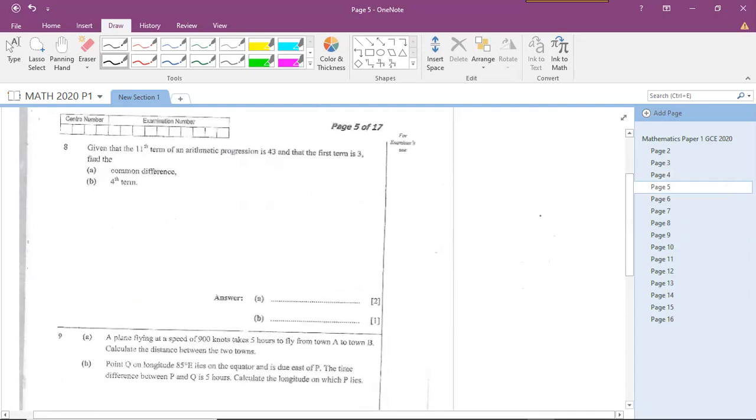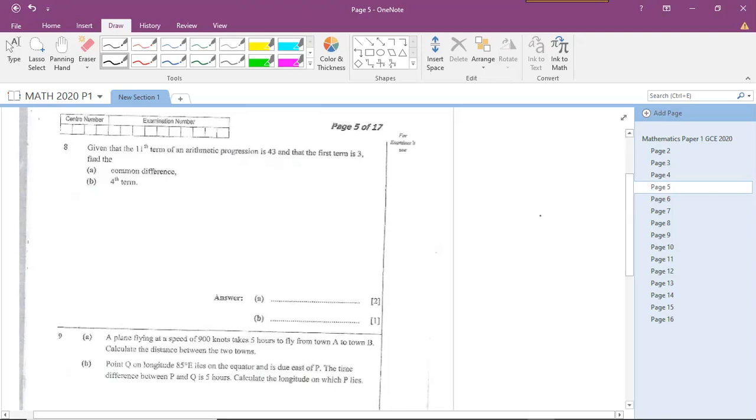Okay, so question 8 is sequences. For sequences, I'm not so sure. I don't think paper 1 they give you formulas. No, I think they do. I am sure they do.